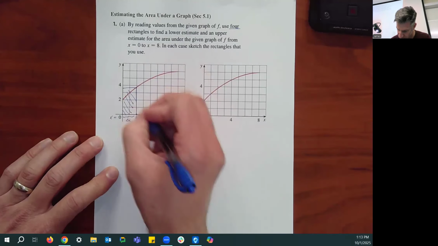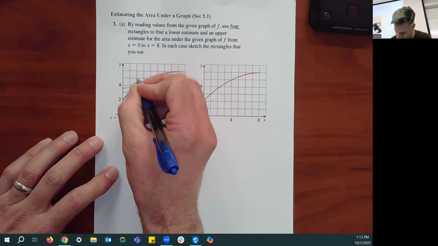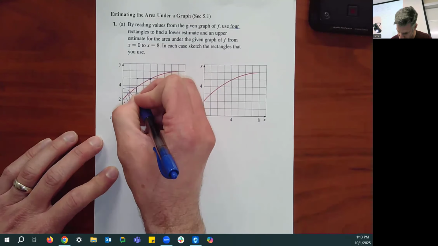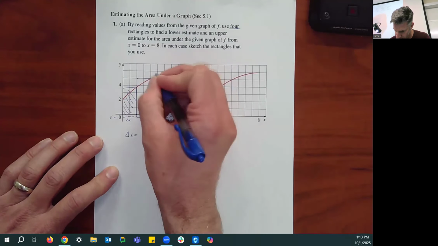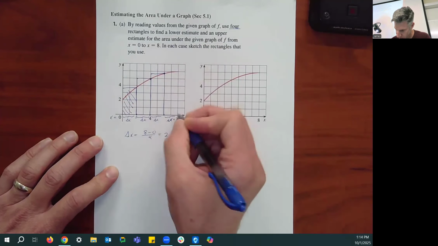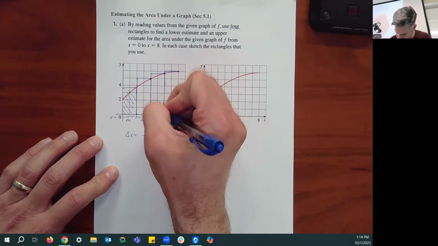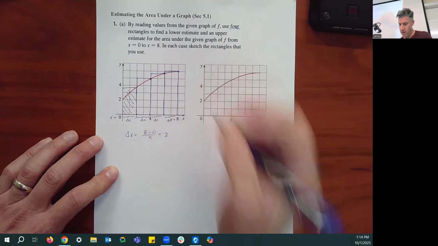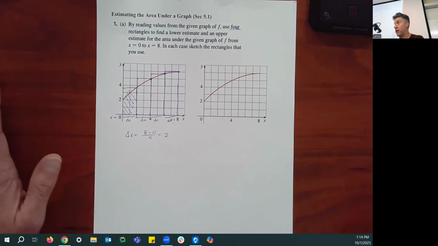Here's my second rectangle, getting the height when I plug in 4 for x. That looks very nice. It looks like there's a very nice height of 5. Here's my third rectangle right there. And here's my fourth rectangle right here. So we're estimating, right? It doesn't have to be perfect.